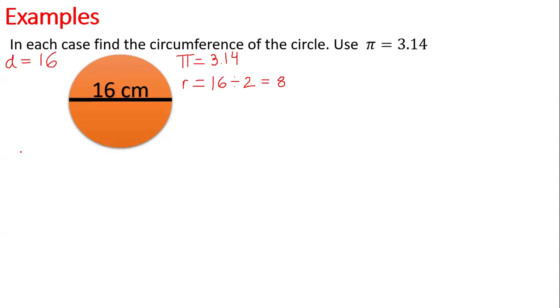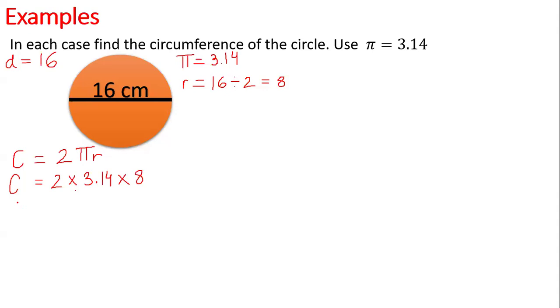All right, so let's use our formula. What's the formula for the circumference of the circle? C is equal to what? 2 pi r. So C is equal to 2 times what? Pi is 3.14. But what is our radius? Is it 16? Our radius would be 8.